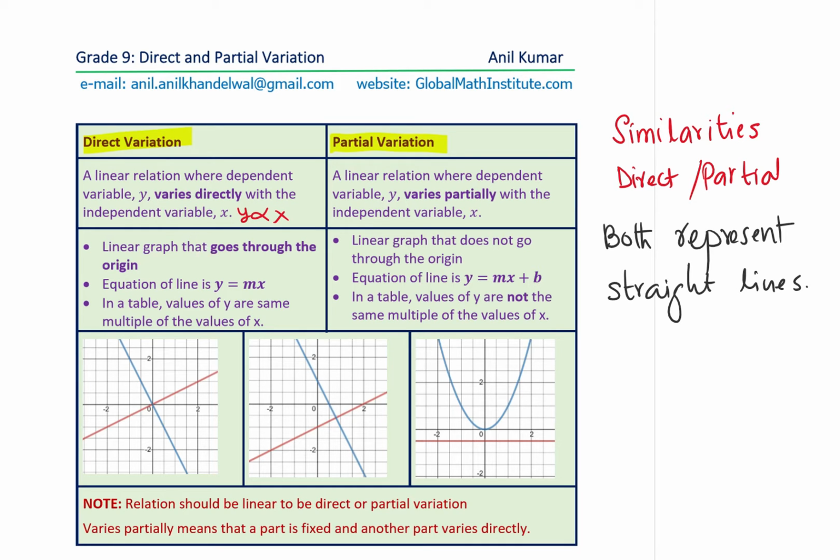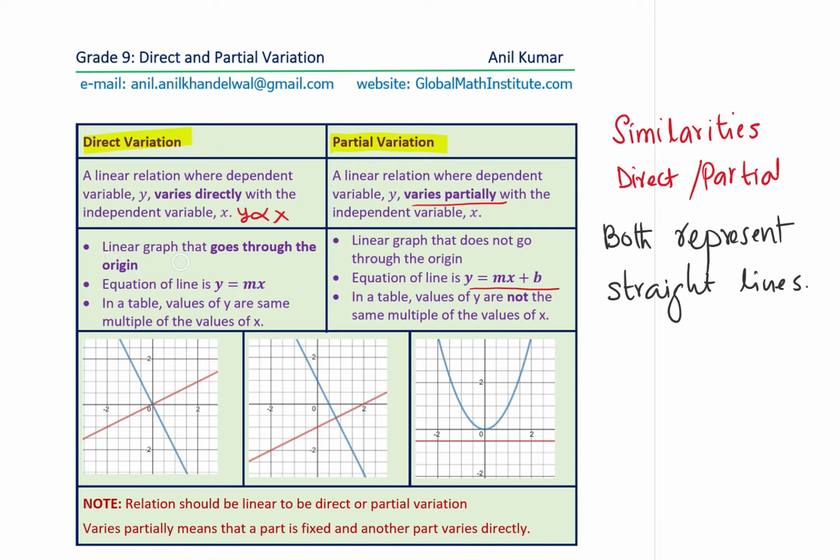Now in the case of partial variation, a linear relation where the dependent variable y varies partially. Partially means that some part of it varies, some does not. You get the idea. That is what it means by varying partially. And we have an equation here which we'll discuss later. Right? So that is the first definition itself.